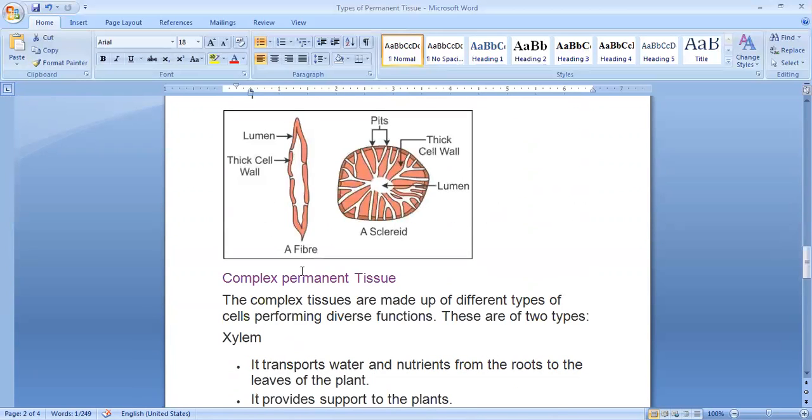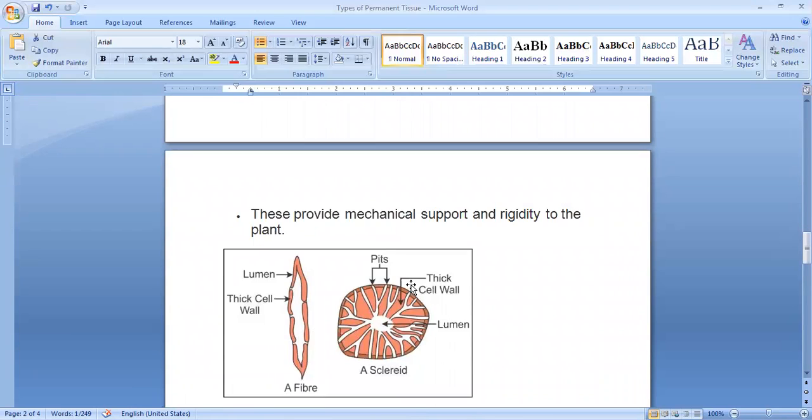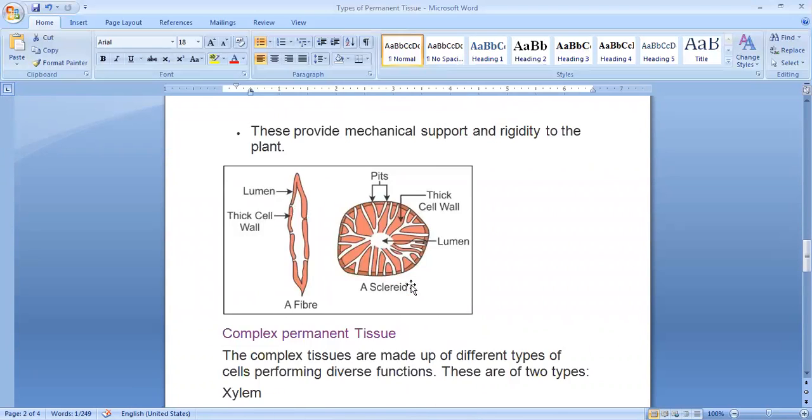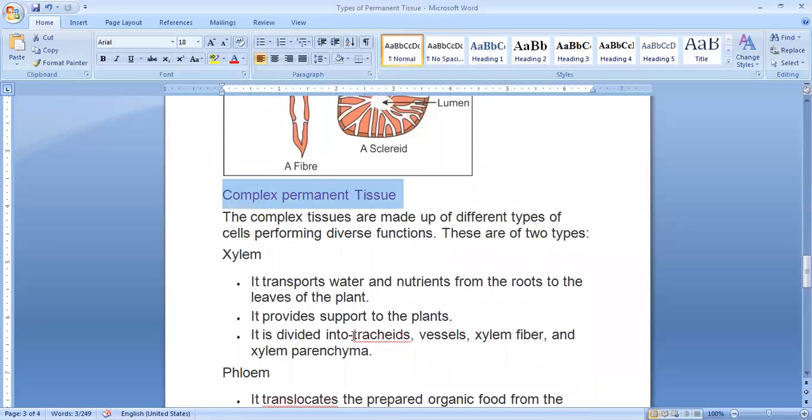Next is complex permanent tissue. So simple permanent tissues are made up of same type of cell. Same type of cell means origin, function, and shape and size are same. But complex permanent tissue, let us see what is the definition. Complex tissue are made up of different types of cells performing diverse functions. So it is a cluster of different types of cell, and that group of cells is called complex permanent tissue. It is of two types.